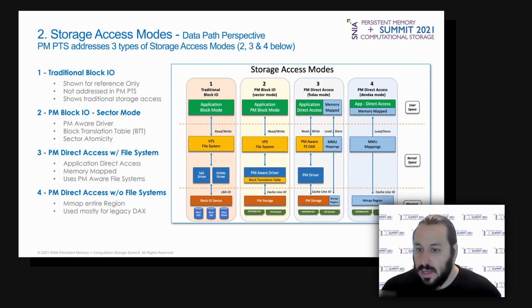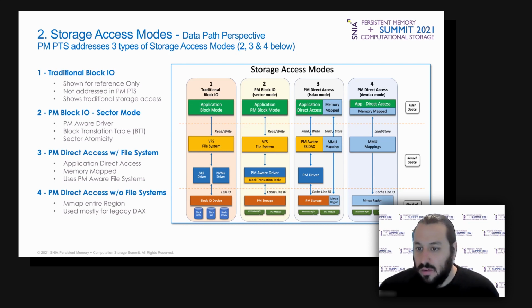Then number 3 is Fsdax mode. In this mode, there is no such protection. This is intended for what we call persistent memory aware file systems, which know that they are running on top of persistent memory. These file systems are very commonly used today. You can find, for example, XFS and ext4 in Linux, or NTFS in Windows. All of these have been adapted to run on top of persistent memory.